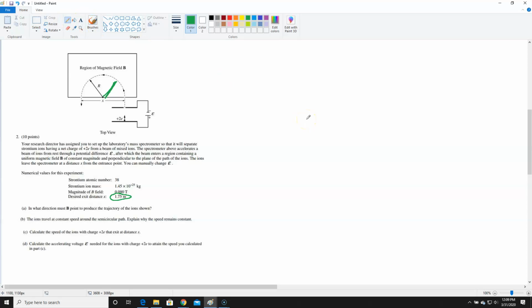All right. So D says calculate the accelerating voltage. Well, what did this particle get? It got kinetic energy. And where did that kinetic energy come from? It came from electric potential energy. Electric potential energy is q delta V, and kinetic energy is 1/2 mv squared. So that accelerating voltage is going to be mv squared over 2q.